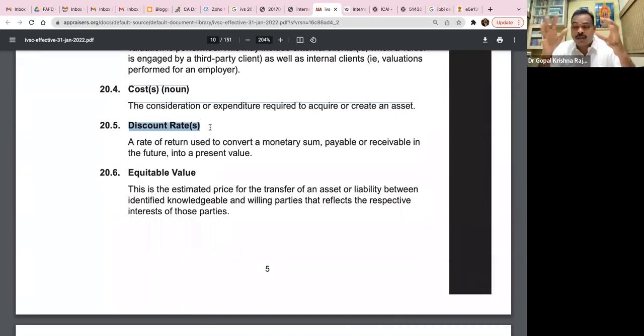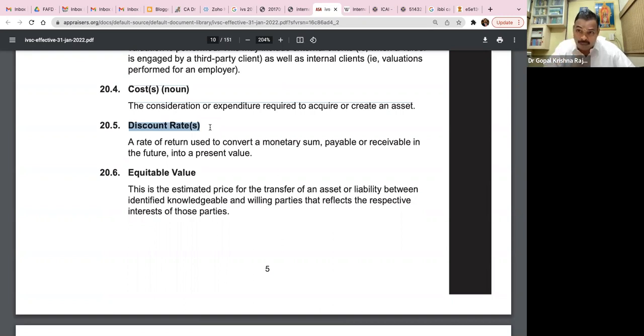Discount rate, how will you calculate discount rate? Because discount rate is actually an arithmetical calculation. And why do you have to take this? What are the factors you will consider? What are the various methods in which you can calculate discount rate? You will be surprised.